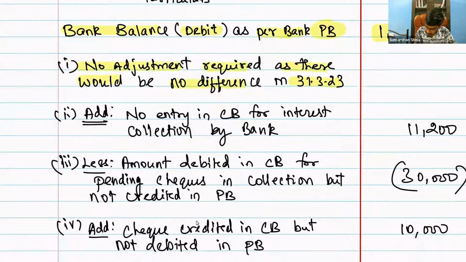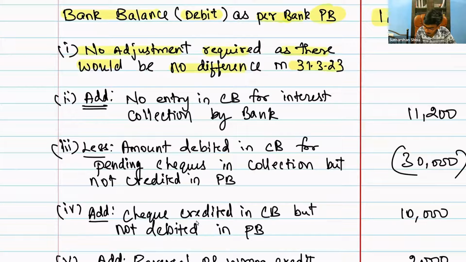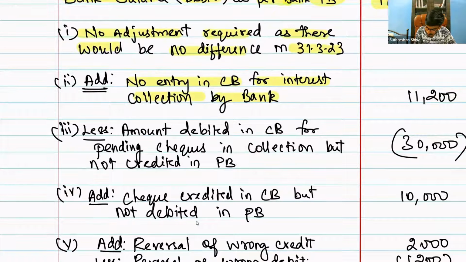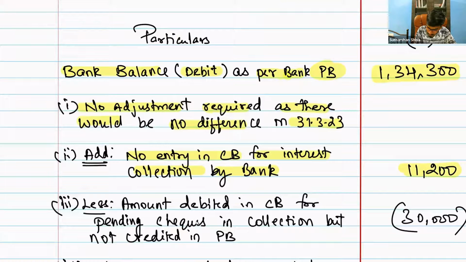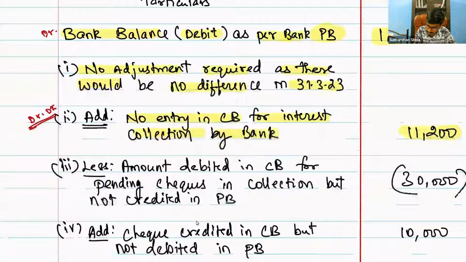Now, second point, no entry in the cash book for interest collected by the bank. So that we will add 11,200, because the starting point here I am having debit. Here debit, debit having a same sign. So I will add it.